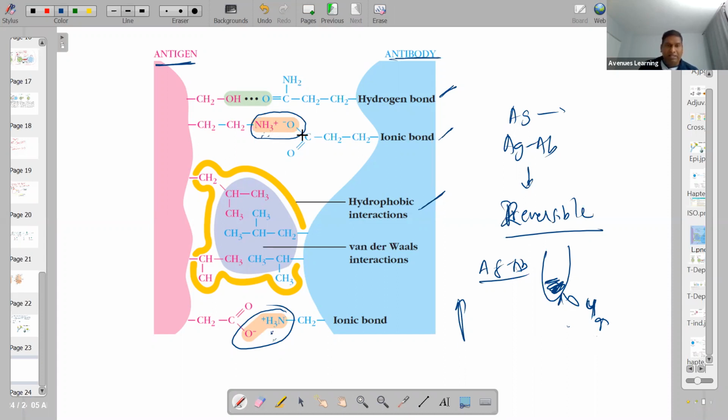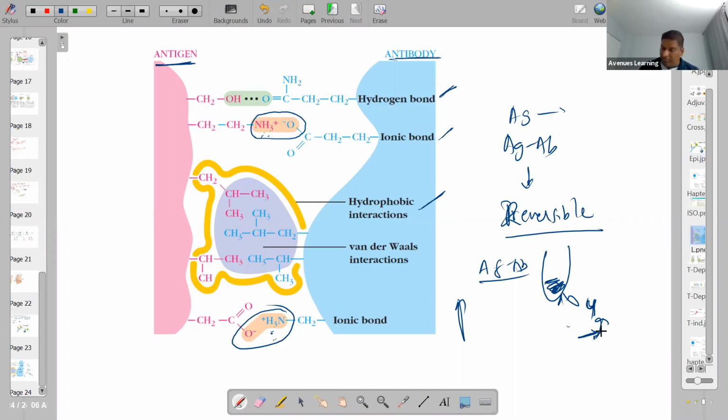So the attractions will no longer be there, and the antigen will separate from the antibody. So by changing the conditions, we can actually separate the antigen and antibody complex.